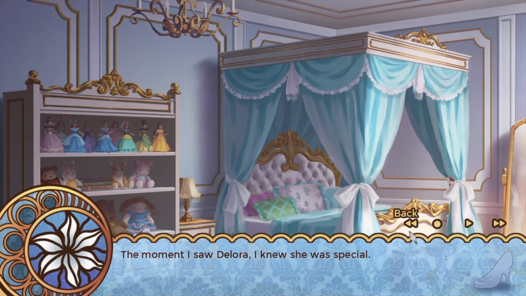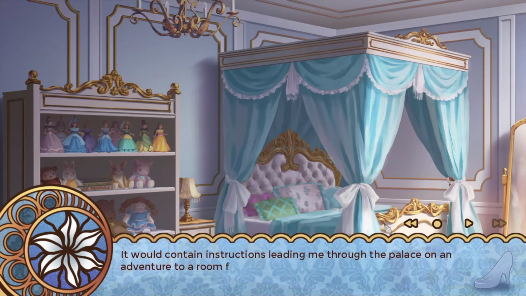The moment I saw Delora, I knew she was special. She was different, so elegant and realistic, it was almost as if she was breathing. She was a gift from the king on my 17th birthday. I only started receiving dolls from him when Mother passed away. Mother does not believe in birthday celebrations. But every year at midnight, a letter would appear under my door. It would contain instructions leading me through the palace on an adventure to a room filled with gifts, cakes, and sweets.